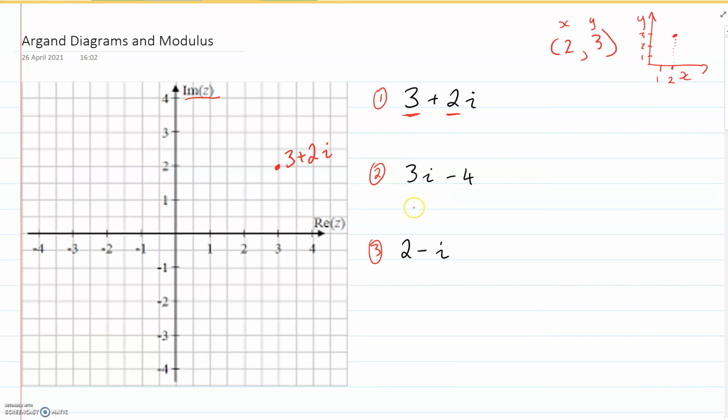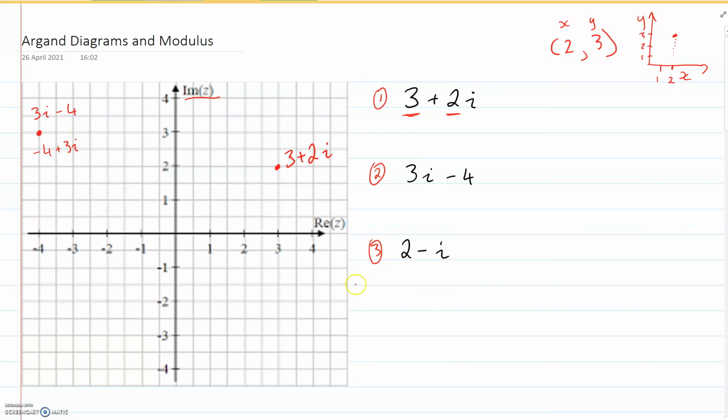The second point: you sometimes see that you get the imaginary part first and the real part second, so just watch out for that. Again, out of habit I tend to do the real part first. So you go to -4 on the real axis, and then you go to +3 on the imaginary axis. So we go up 1, 2, and 3, and that's our point here, 3i -4. We could easily write that as -4 plus 3i also. It's exactly the same thing.